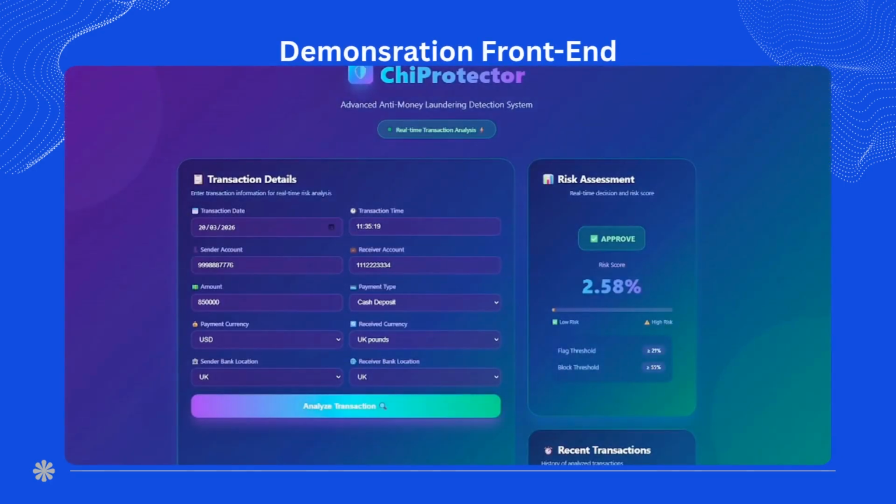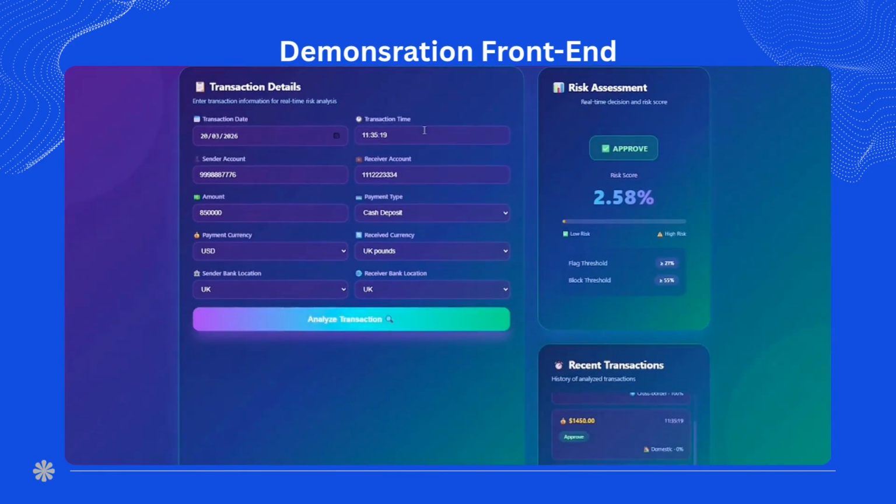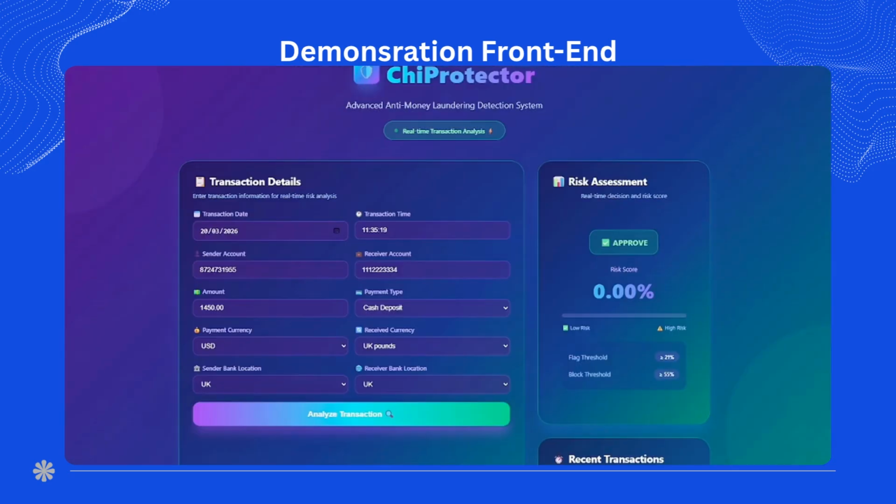Okay, now I'm going to do a live demonstration of our ChiProtector, our anti-money laundering detection system. We designed this dashboard specifically for financial compliance officers. On the left we have our real-time transaction injection engine, and on the right we have dynamic AI risk assessment metrics and also the live transaction ledger. Alright, so first let's run a standard everyday transaction through the system.